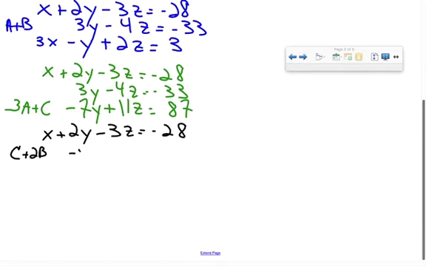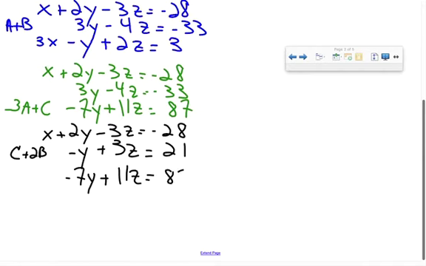And so that'll give me -y plus 3z equals, so I've got -66 plus 87 is 21. And I'm going to leave the third equation alone. And so we're getting closer now. And I'm going to do 2 things in the next step, just to save you a little bit of paper, I hope.